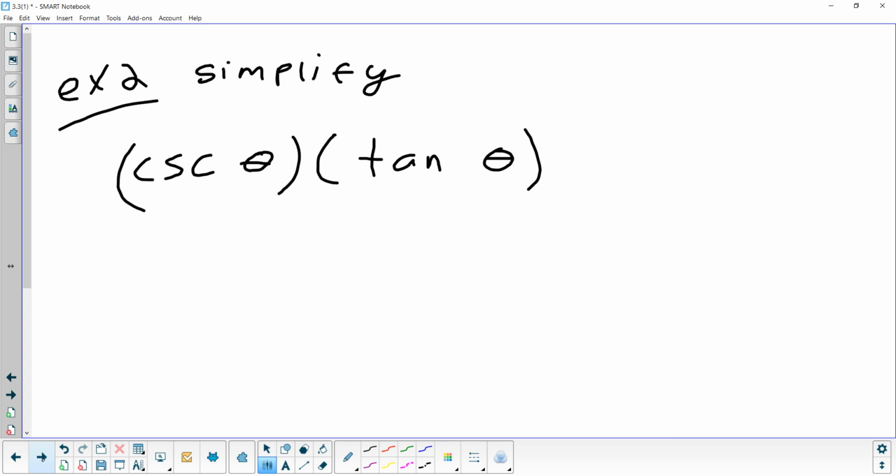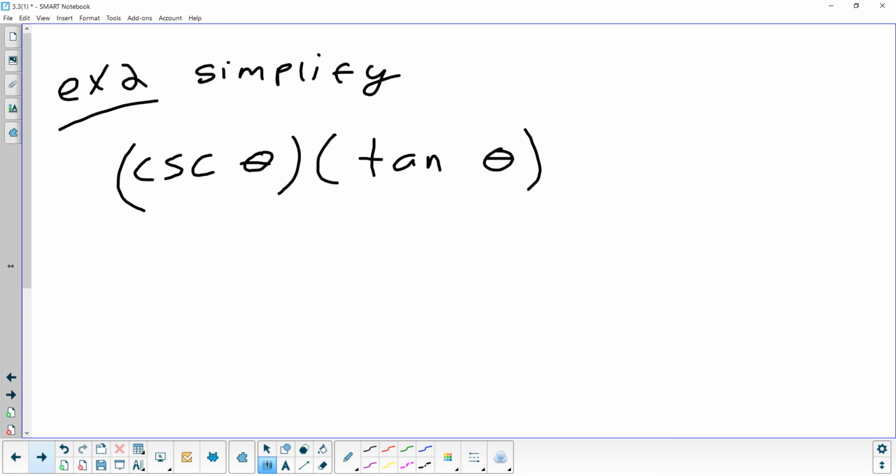All right, let's try this one. That's a little complicated because I have two different trig functions and they're being multiplied together. It would be nice if I could simplify that down to one trig function. Sometimes I can, sometimes I can't. Depends on the problem. Usually the ones I give you are going to simplify down a little bit.